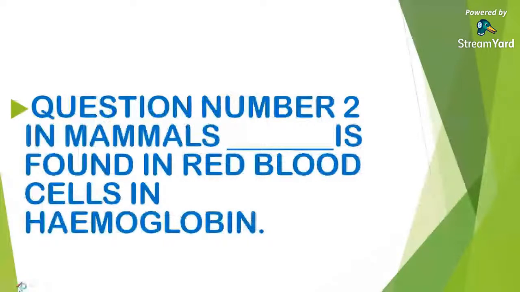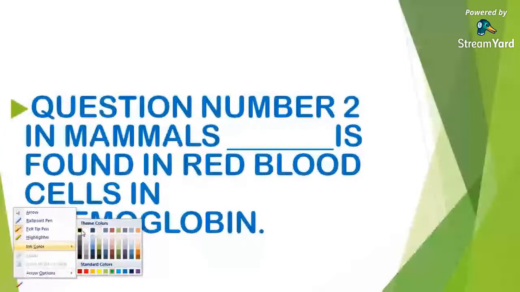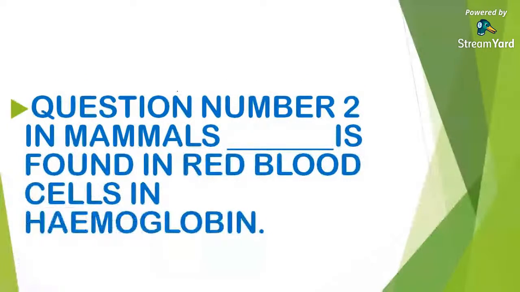Question number two. In mammals, dash is found in red blood cells in hemoglobin. So, which element is present in red blood cells of mammals? Send the answer fast. RBC, the short form of red blood cells, is what? RBC. Clear? And the correct answer is iron.